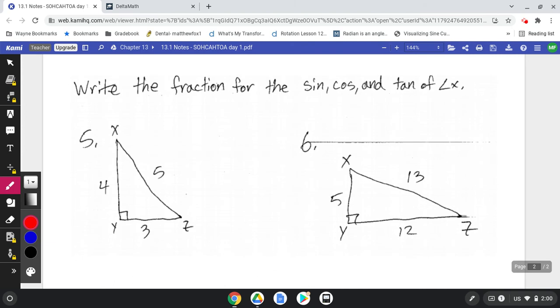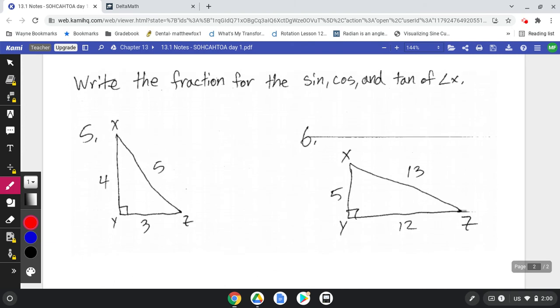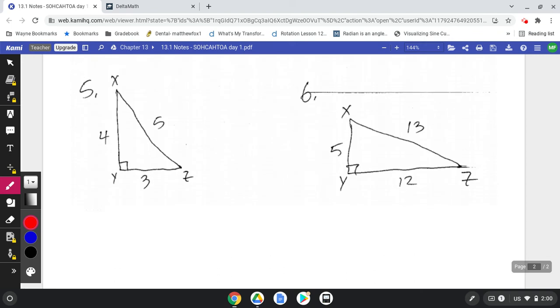Now, we've got two left. It says write the fraction for sine, cosine, and tangent of angle X. So on number 5, we are trying to find what sine, cosine, and tangent are.